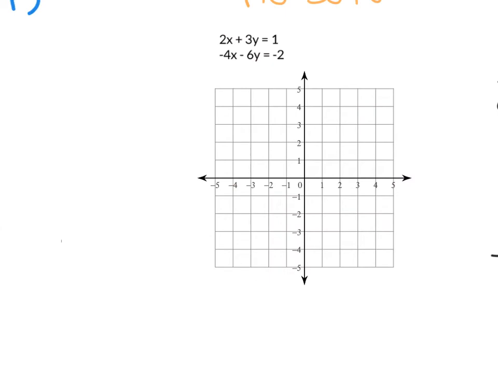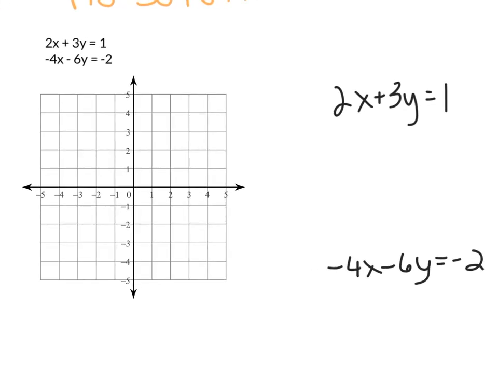Let's take a look at this final problem. We have 2x plus 3y equals 1, negative 4x minus 6y equals negative 2. I immediately notice that these are not in slope-intercept form. They don't look like y equals mx plus b. These are actually in standard form. So we are going to fix that. Over here on the side, I've rewritten them out, and we are going to get y by itself.